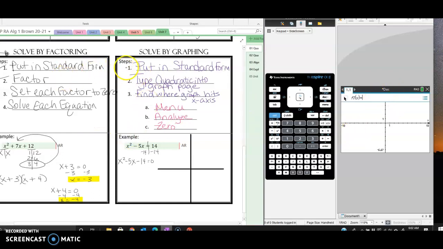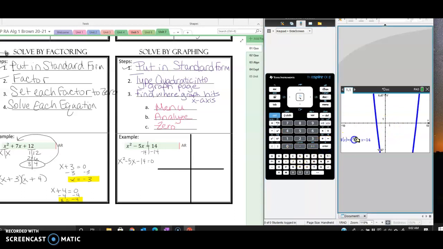All right, so I've done number 1, and now I need to type this into the graph page. So I'm already over here, so I just need to type this in. So I'm going to do x squared minus 5x. Make sure you're using the minus, not this negative right here. And then minus 14, and then hit enter. Okay. So I'll pull that out of the way, and you can do that too.